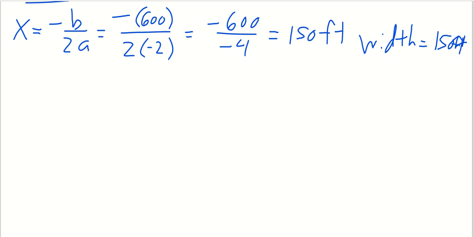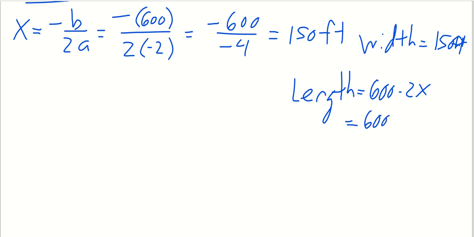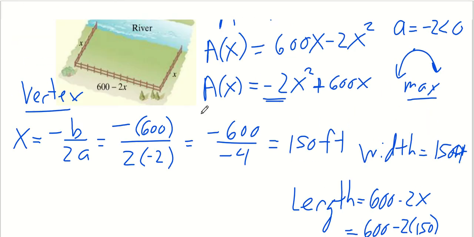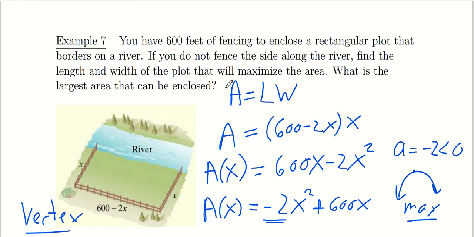We also need to give the length. Remember, the length was 600 minus 2x, which is 600 minus 2 times 150. That's going to end up being 600 minus 300, which itself will be 300. So those will be the dimensions that will give it to us.